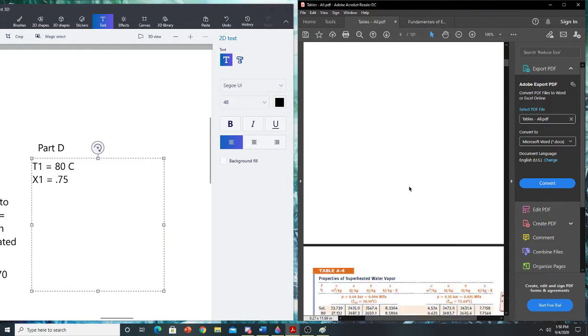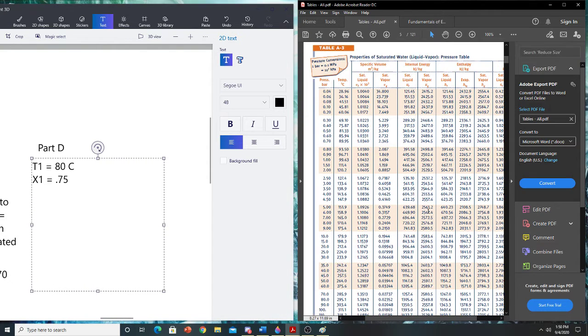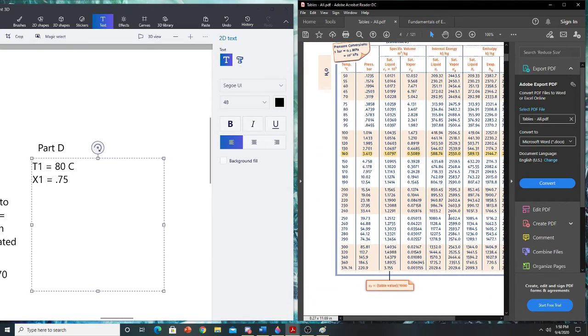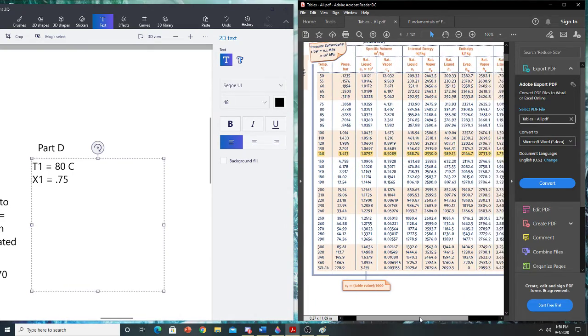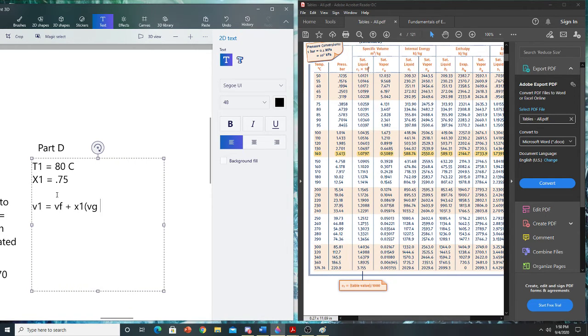Except that we now have to go to the table, because remember, our goal is to find specific volume, right? And to do that, we have to know its limits. And its limits are Vg and Vf, right? Because remember, the equation for specific volume is the following, times Vg minus Vf, right? And so we have to know Vg and Vf.